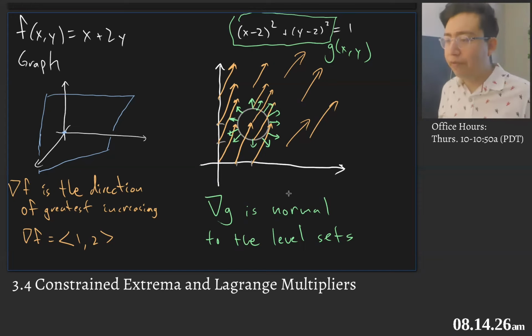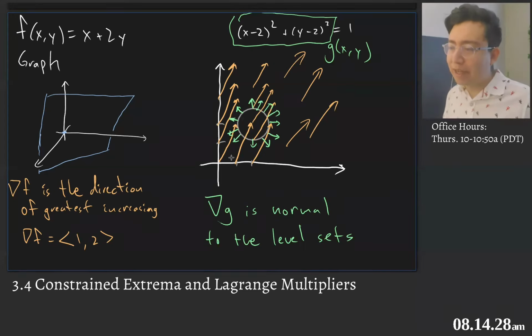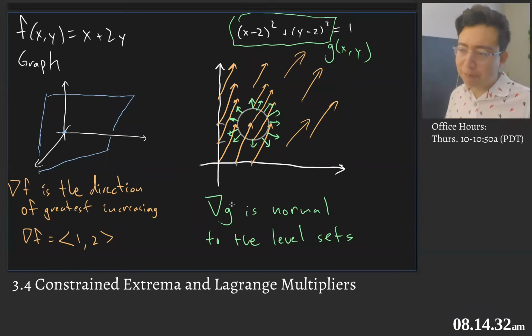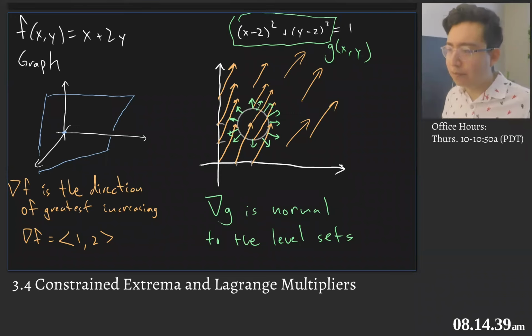So if we think about where this function is going to be biggest, it's going to be up and to the right, up in this direction. Where it's going to be smallest is up and to the left. If we were to zoom in right here, zoom into this point right here, let me actually draw some stuff here. If we were to zoom in right here, we'd get a slightly different picture that looks like this.